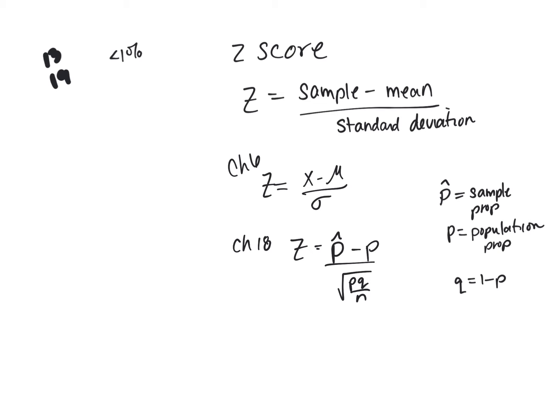Okay. So our formulas are going to morph a little bit in every chapter, and I feel like it gets confusing once we get into the 2 sample chapters, and so I usually just write it in general. So with chapter 18, our normal model is P, comma, square root of PQ over N. That's your mu and your sigma.